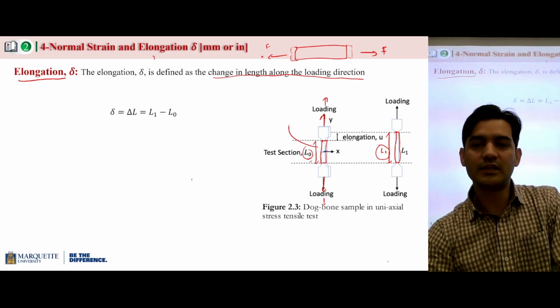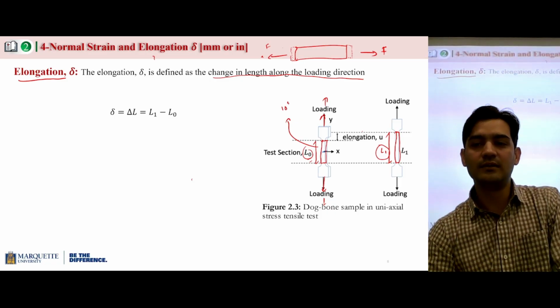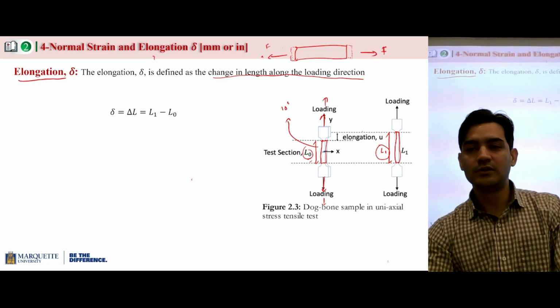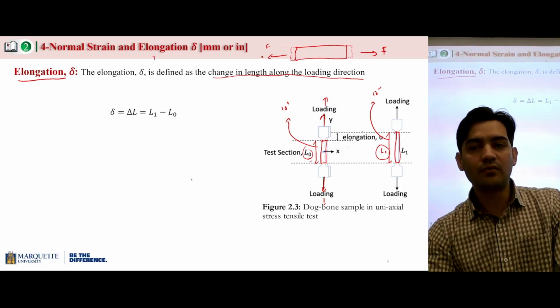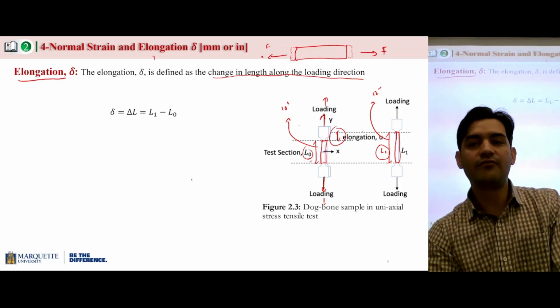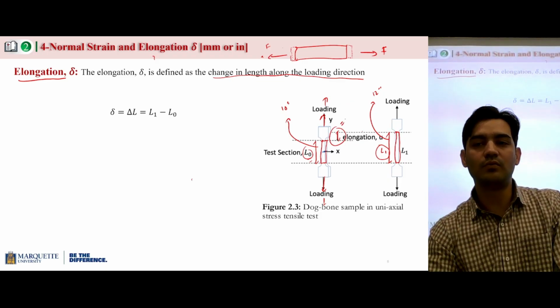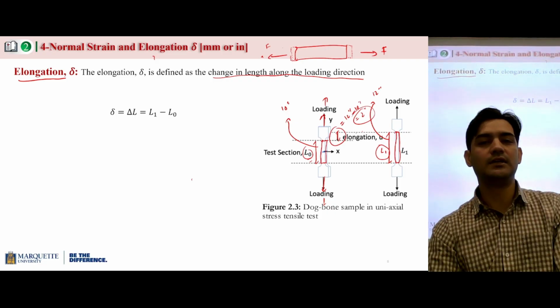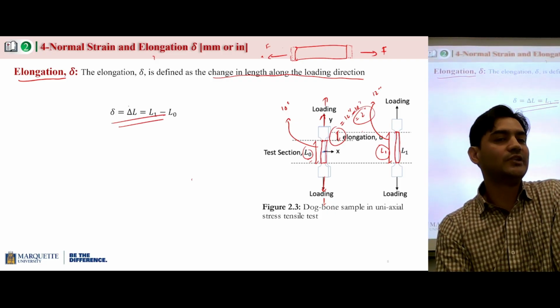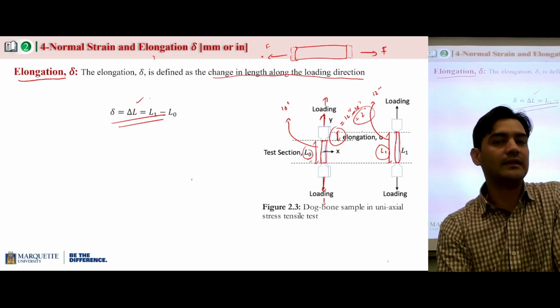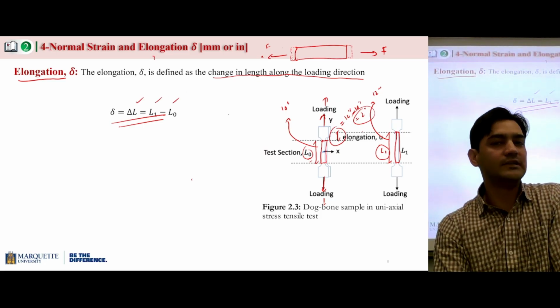Let's just say originally it was 10 inches of length, but when you apply a force, the total length becomes 12 inches. You calculate the elongation as the difference between the two. So elongation would be 12 inches minus 10 inches, which is equal to 2 inches. That's the formula for elongation. Basically, elongation is change in length, that is the final length minus the initial length.